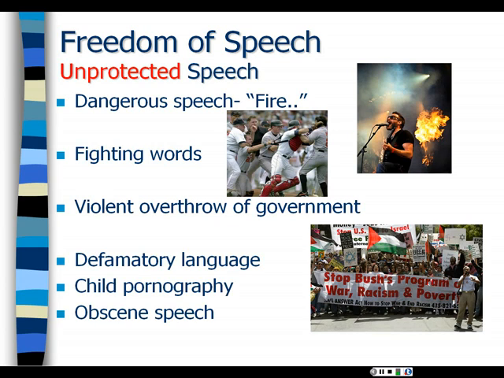And then these things make common sense. Defamatory language: if you say something false about someone and post it on a website or put it in a newspaper, publishing it in some manner, that's not going to be protected. Child pornography and what is considered obscene speech will not be protected either.